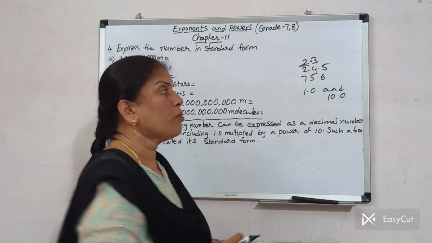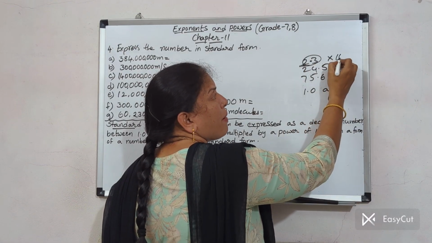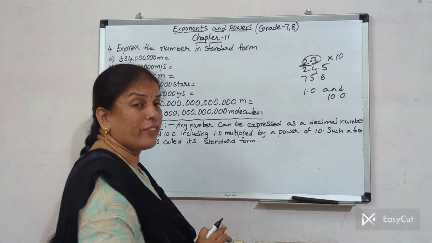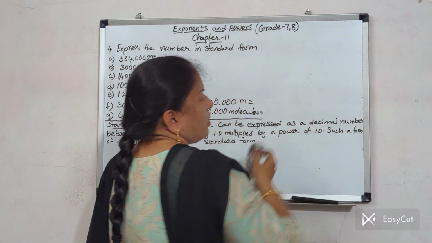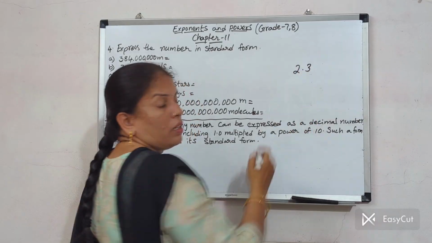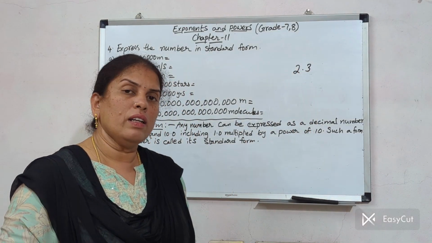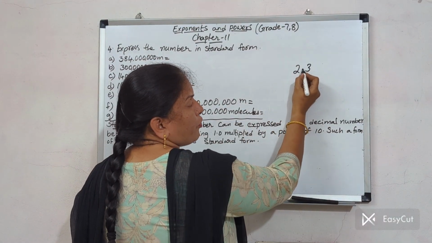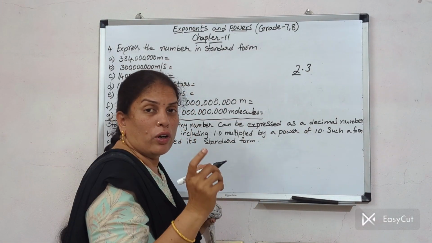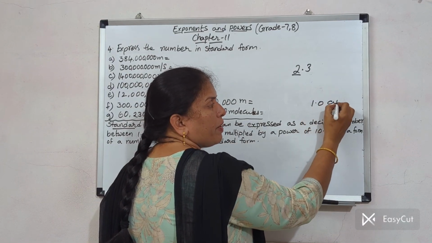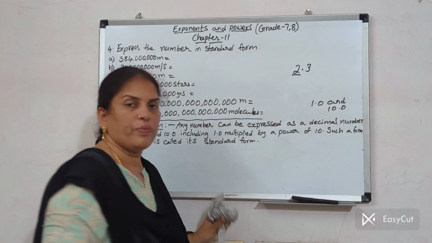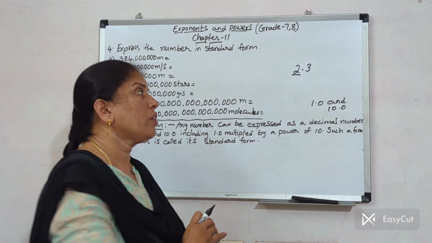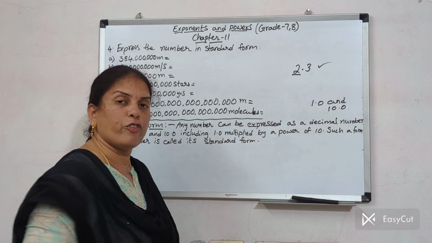Not only that, you must express this number as a power of 10, 10 to the power of any number. All of you understood? I will tell you a few examples. See, 2.3. They told us to write this in standard form. See here children, I told you standard form is between 1.0 and 10.0. Here 2.3 is between 1 and 10, no? So this is a standard form only.